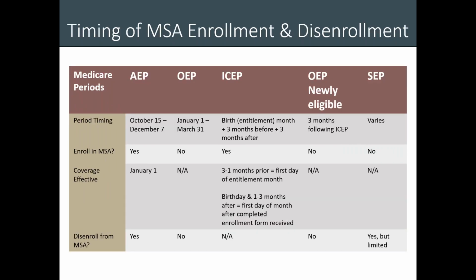Okay, timing of enrollment and disenrollment. Well, the thing about MSAs is it's a little different. There's really two opportunities to enroll in this plan. AEP and turning 65. Because of the deposit, it's very limited as far as making changes outside of those two times. OEP is not an option to enroll or disenroll in an MSA plan. So again, there's very limited SEPs.